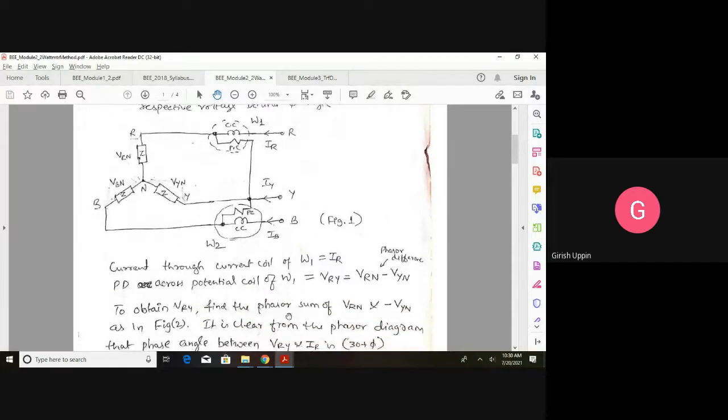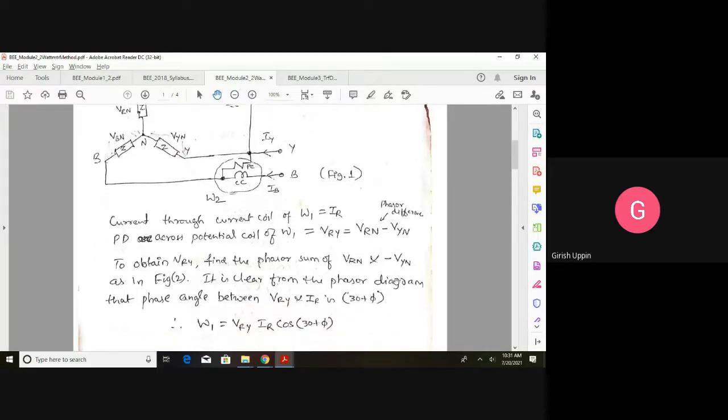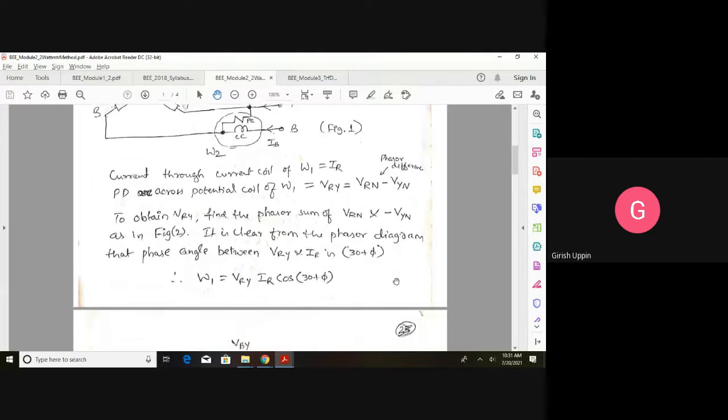Now we will draw the phasor diagram. Here the current through the current coil of wattmeter 1 is IR. We already checked that. And what is the potential? VRY. And what is VRY? It is VRN minus VYN. So we already discussed this: VRY is equal to VRN minus VYN, and we are going to draw the phasor diagram.